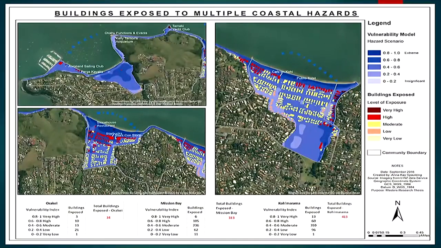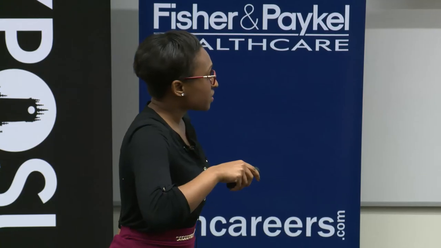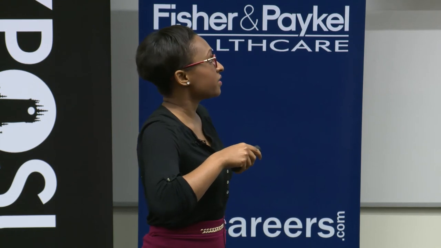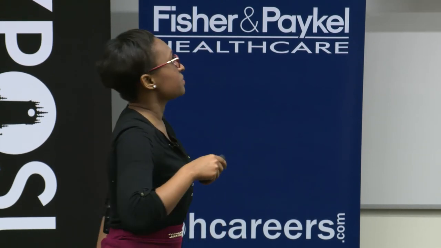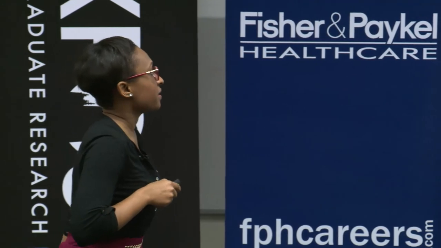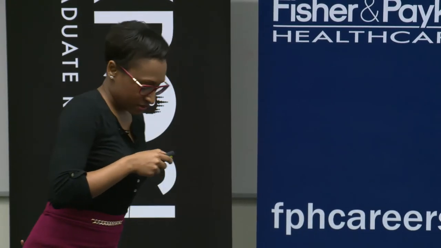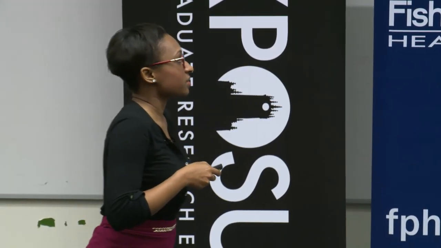Then, ladies and gentlemen, I overlaid the building footprint, and this was quite tricky. Buildings identified as highly vulnerable are those in the highest level of red here, and the lowest vulnerability is in peach. And we can see that most buildings are exposed: 413 buildings in the Korimahamaha area, 313 buildings exposed in the Mission Bay area, and 34 buildings exposed in the Oraki area.